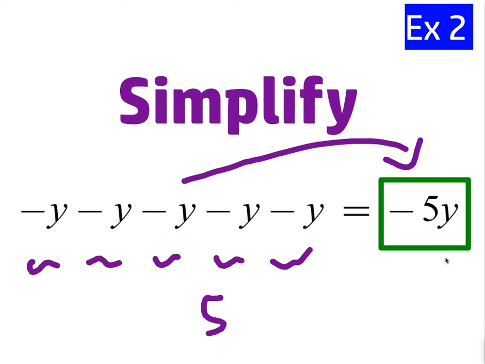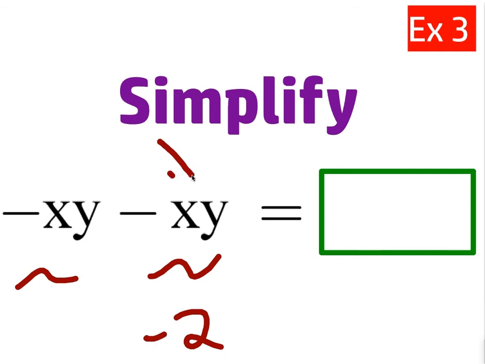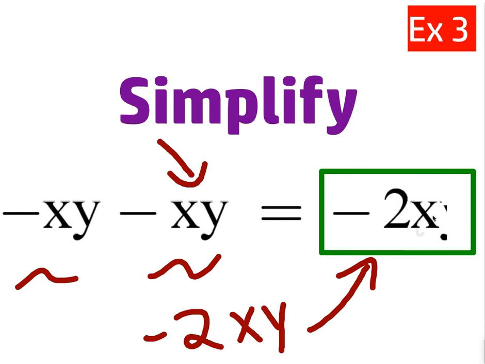Final answer, negative 5y. Now even if we have an expression like xy, we're still subtracting it twice. So we know the negative is going to go out front. We subtracted it twice, so that goes next. And what are we subtracting? We're subtracting xy. Even if it was xy plus z, it would still be negative 2 times xy plus z. No matter how complicated the expression is, that's what goes on the end. In this case, it's xy. So therefore, final answer, negative 2xy.